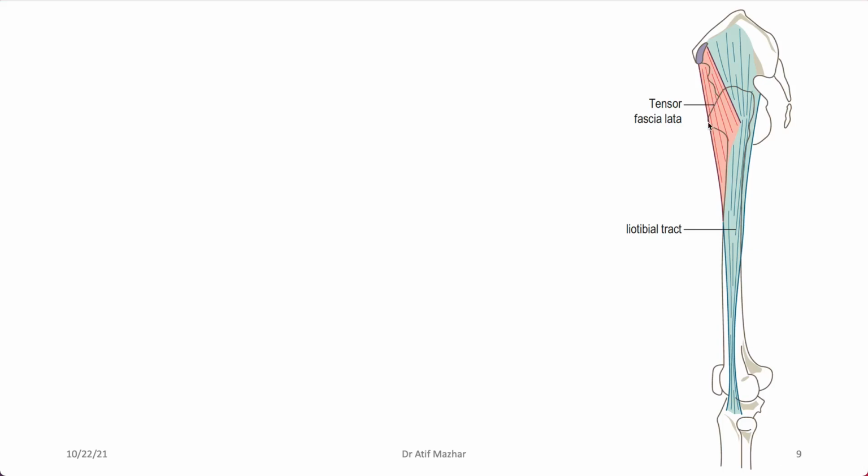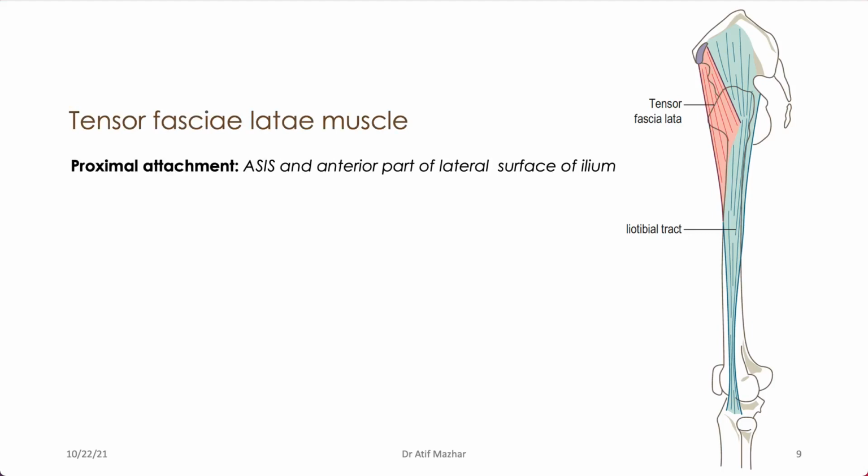This is my tensor fascia latae, and proximally you can see it's coming from my anterior superior iliac spine and a little bit from the lateral aspect of my ilium bone. Then the muscle comes down and distally ends within my iliotibial tract. This teal colored band is my iliotibial tract, and it's going laterally to attach on the upper tibia. It's a very important factor for the lateral stability at my knee joint.